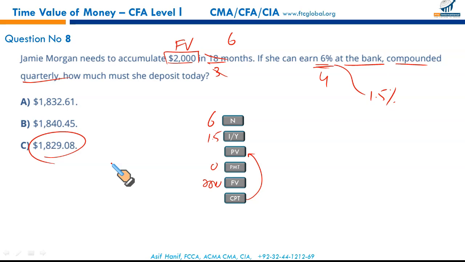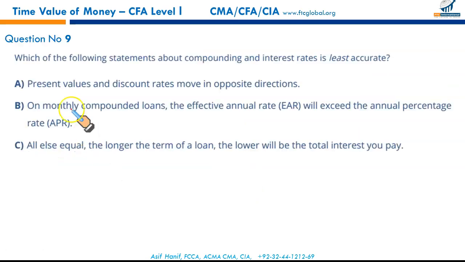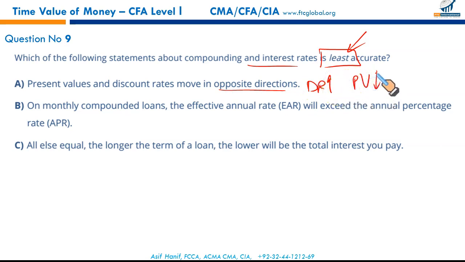The straightforward question. Which of the following statements about compounding and interest rate is least accurate? Mind the word, focus is on least. Least accurate. Present value and discount rates move in the opposite direction. Absolutely no doubt about that. If discount rate is increased, your present value will fall. They move in the opposite direction and vice versa. If the discount rates are decreased, present value will go up. It's a correct statement.